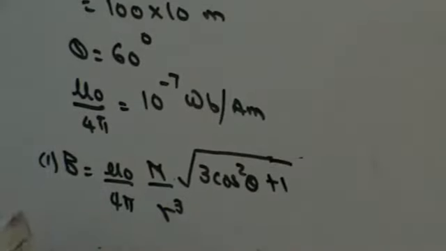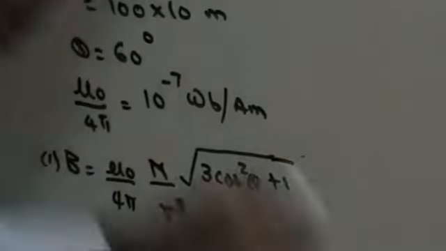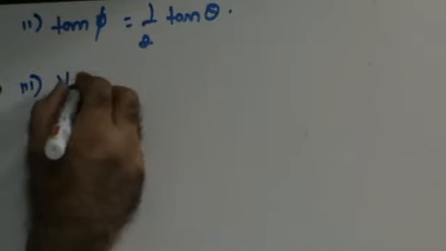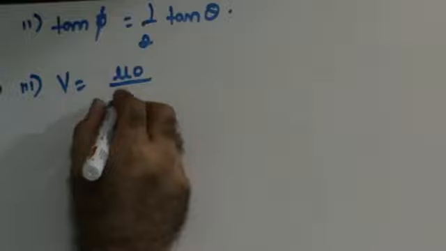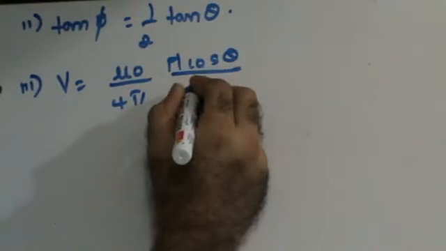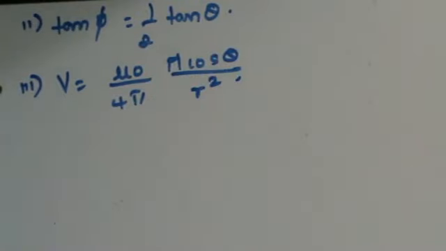Next, I also need to know the direction of magnetic induction, where I can say that tan phi is nothing but half tan theta. I know theta already, so I'll come to know the direction of magnetic induction. Although they haven't asked you, I'll show you this. I can also find out the magnetic potential. Magnetic potential will be mu 0 upon 4 pi, m cos theta upon r square. So all three values can be found out here.